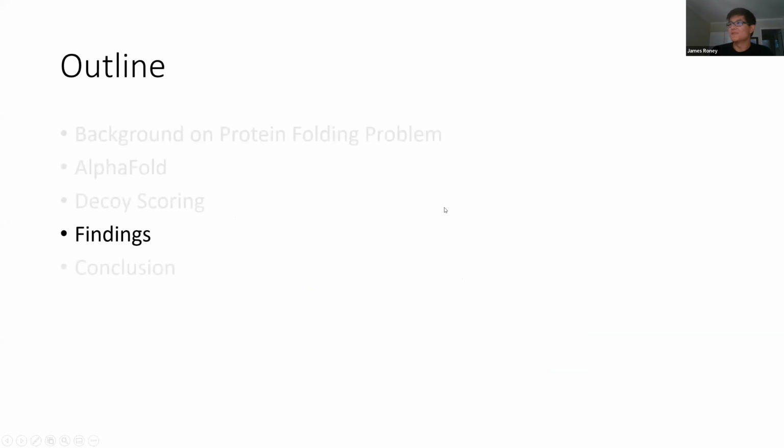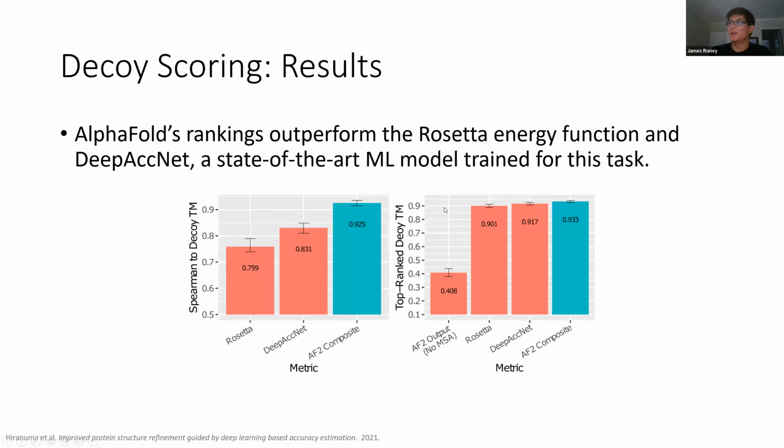I'll go into these findings in a little more detail now. We found that these rankings from AlphaFold work really well. This is data from a decoy set that was curated by some people to create the Rosetta energy function, which is a classical physics-inspired energy function that aims to predict the stability of various protein structures. We find that AlphaFold, through this decoy ranking mechanism, is able to outperform both the Rosetta energy function and DeepAccuracyNet, which is a state-of-the-art ML model that was trained for this decoy discrimination task.